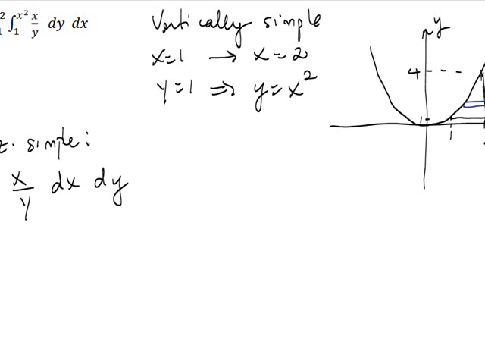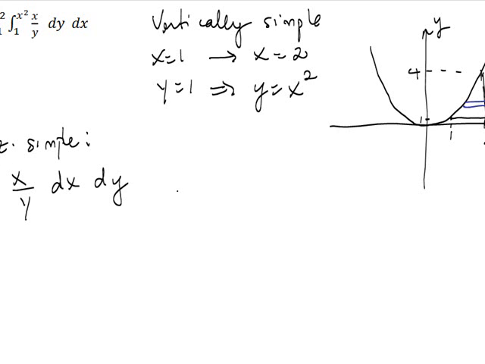x limits, left to right. What are they? x squared is on the left. And what is on the right? Are you sure? Okay, good. Thank you. Remember, when it's horizontally simple, you need the function. What is x? x equals what? Square root y. Beautiful. To x equals what? 2. So remember, left to right.